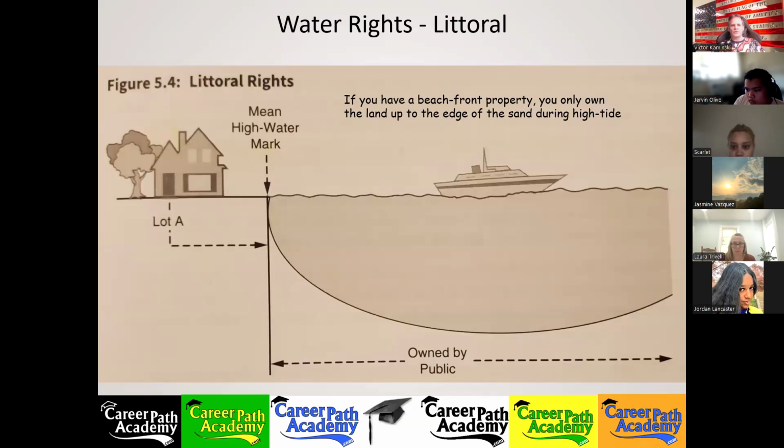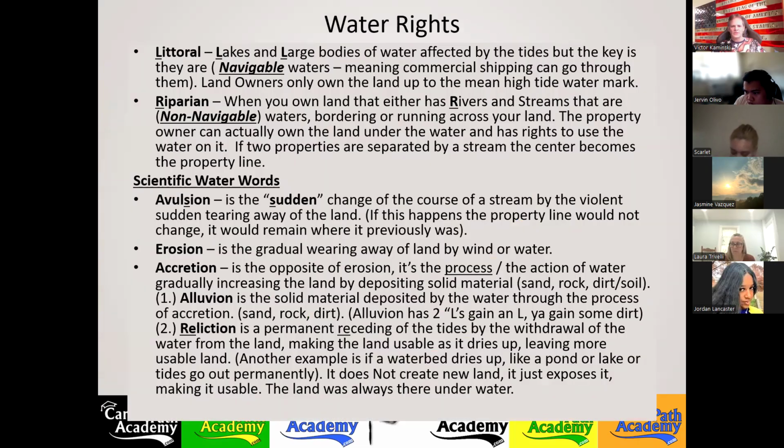So once again, littoral. Here's a picture. You got the ocean. You got navigable waters here. You got a commercial ship there. If you have beachfront property, you only own the land up to the edge of the sand during high tide. That mean high water mark. The rest underneath the water is publicly owned. Once again, here's this slide if you needed it with all those terms: littoral, riparian, avulsion, erosion, accretion, alluvion, reliction.